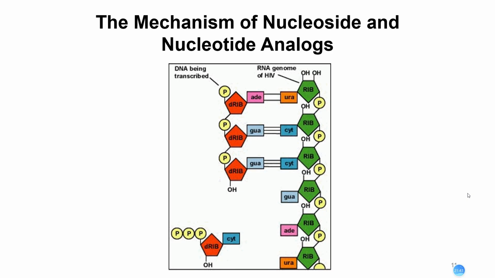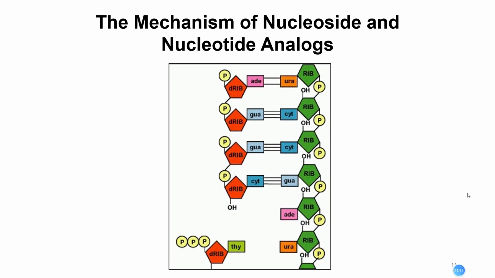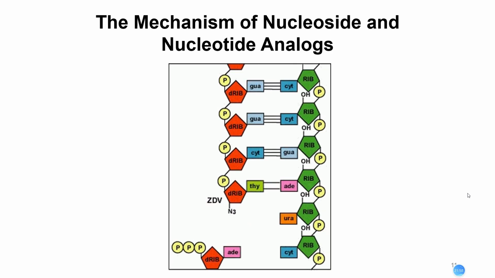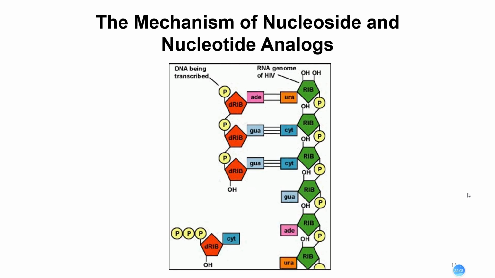The first one is the nucleoside and nucleotide analog. And again, this is for HIV. We know that the first step after uncoating, release of the HIV RNA into the cytoplasm, is the reverse transcription to make a DNA strand.